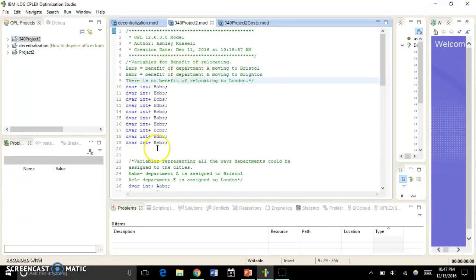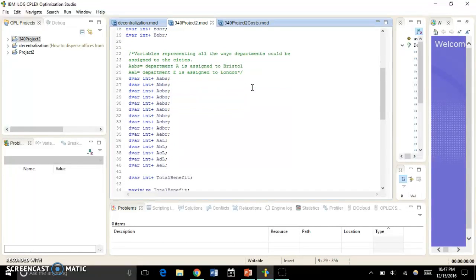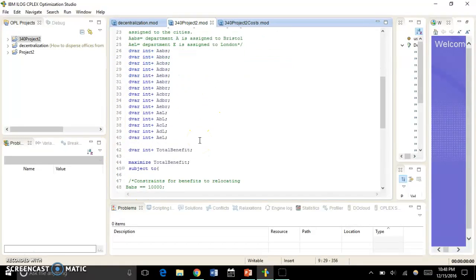So these are the variables for the benefit of relocating. Just to go over quickly again, BABS is equivalent to the benefit of Department A moving to Bristol, and BABR is a benefit of Department A moving to Brighton. Here are the variables representing all the ways departments could be assigned to the cities, and so these had to be the same. I couldn't remove any of these. These are all necessary for the assignment.